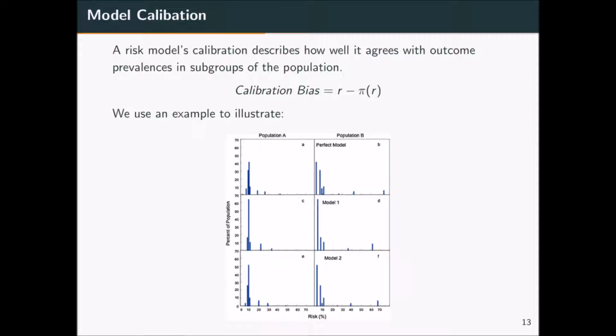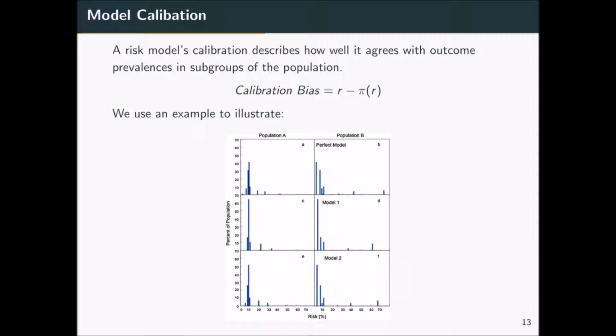Now, let's see the statistical measures for accuracy and precision. Accuracy is also called calibration, and it can be measured by the calibration bias, the difference between assigned risk R and outcome prevalence pi(R) in the subgroup.